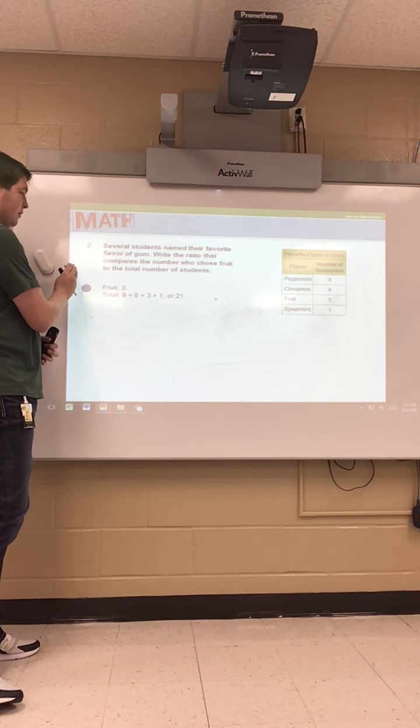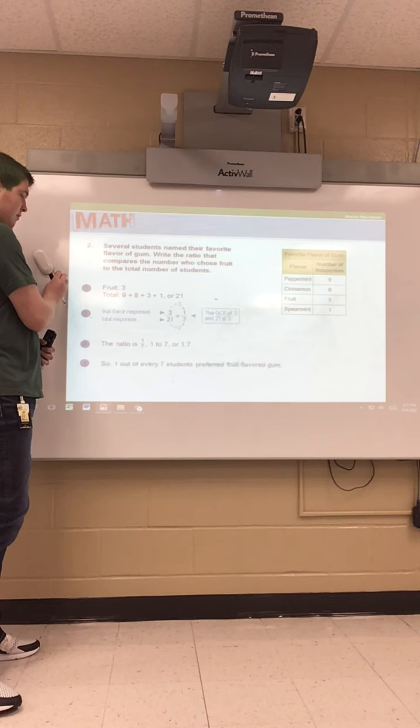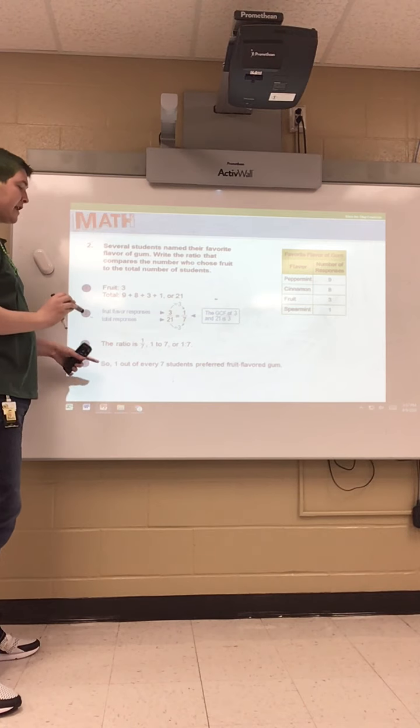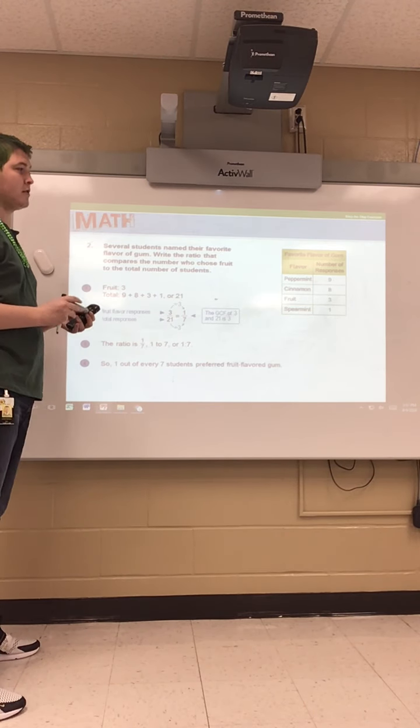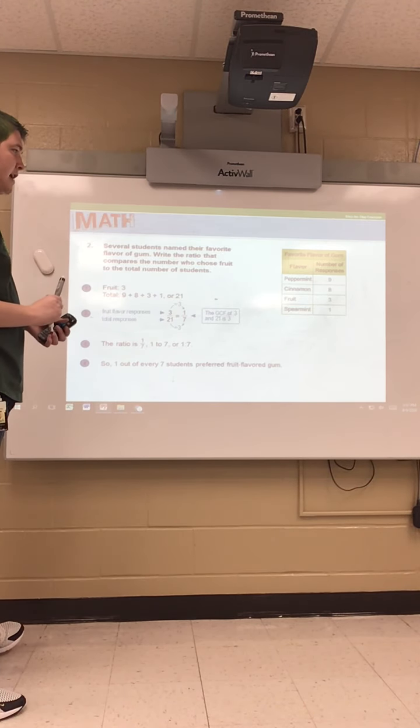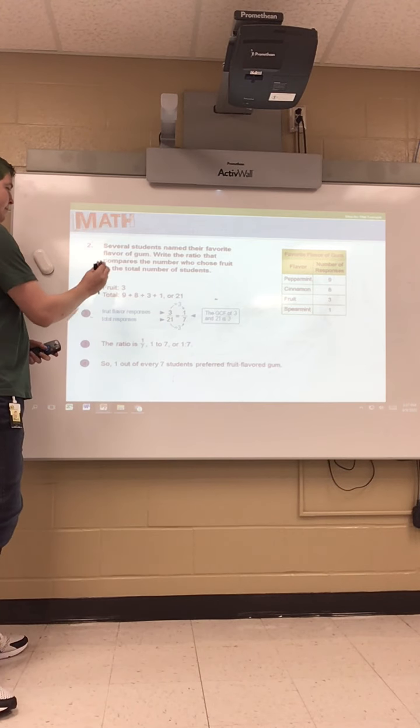Oh, there's the fruit, total to 21. Can divide it, get 1/7. Okay? So 1 out of every 7 students wanted fruit as their flavor of gum.